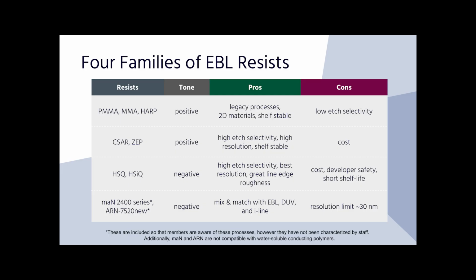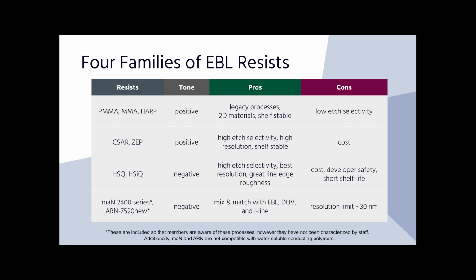The next family of EBL resists addresses this shortcoming of PMMA. CESAR and ZEP are similar products, again from different vendors, with much improved etch selectivity. The main downside of these products is that they are more expensive than PMMA. They can be used with PMMA for liftoff processes or as a single layer for etch applications.